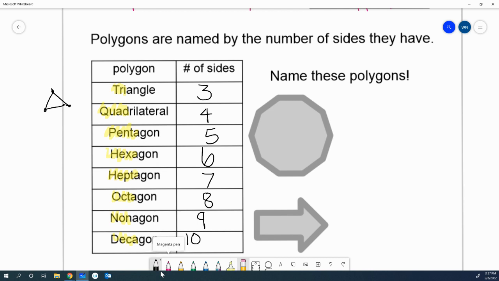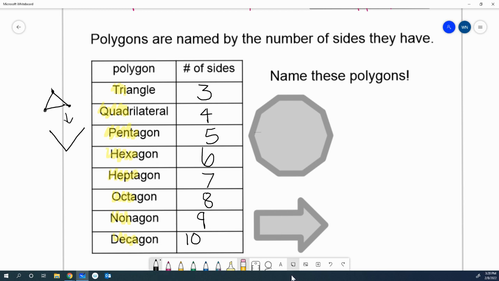You have 10. I want you to think for a second, why would a 2-sided figure not be a polygon? All right, I hope you said because it's not a closed figure, because all the sides don't meet at the points. So it's not a closed figure, it can't be a polygon.